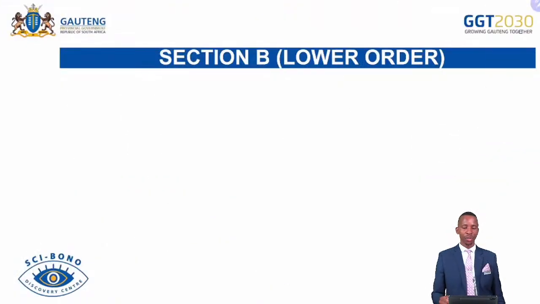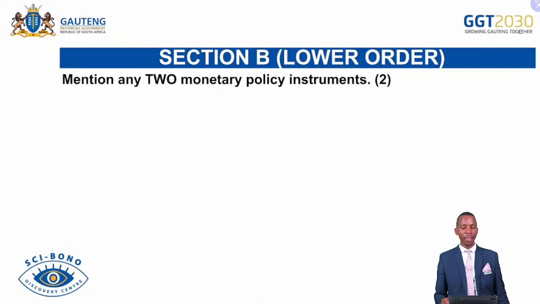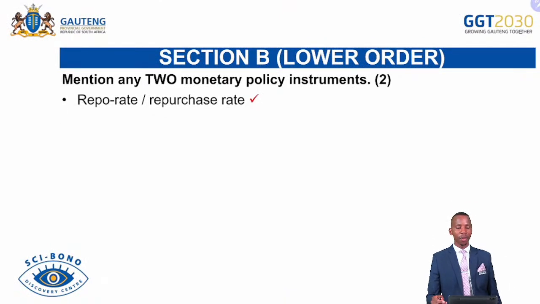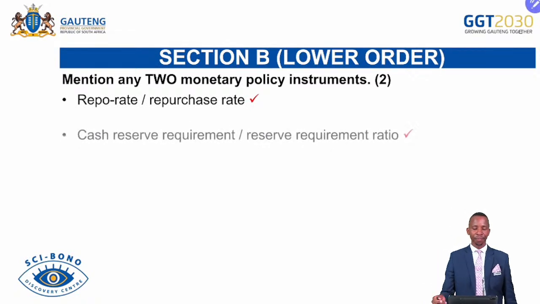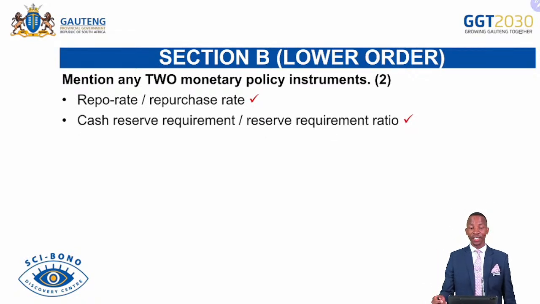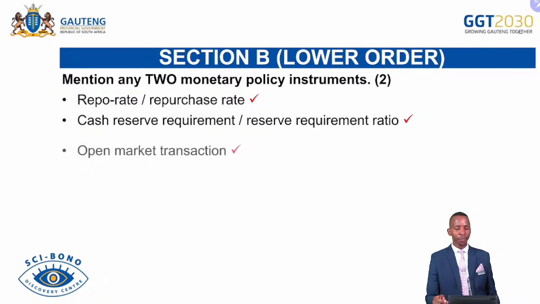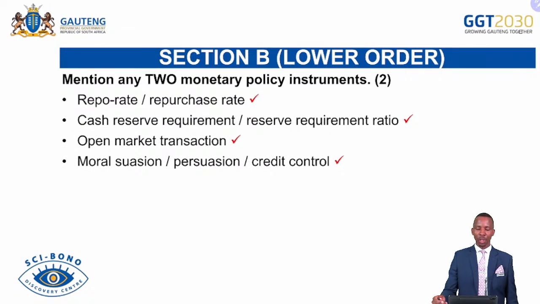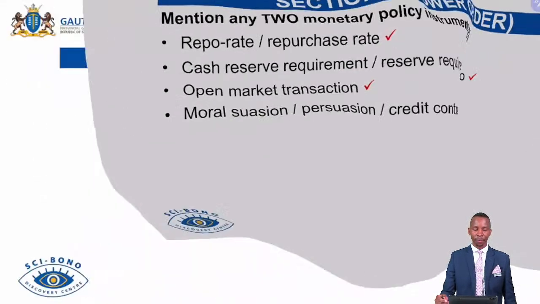And then we continue. Lower order again in section B. Mention any 2 monetary policy instruments. We mentioned 4 of them. Repo rate or repurchase rate. One can even say interest rate. Cash reserve requirement or reserve requirement ratio. Open market transaction, as well as moral suasion or moral persuasion or credit control.